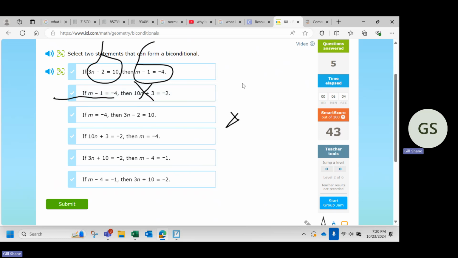It's not the converse of the first one because it has 10n plus 3 equals -2 instead of 3n subtract 2 equals 10. So again, I look for m minus 1 equals -4. That needs to be first. Here's one down here. M minus, oh wait, no, that's not right because they have the -4 and the -1 switched. So there is no converse to this first statement, which means it can't be one of the answers, because when I find the one that has a converse listed, that'll be the correct answer.